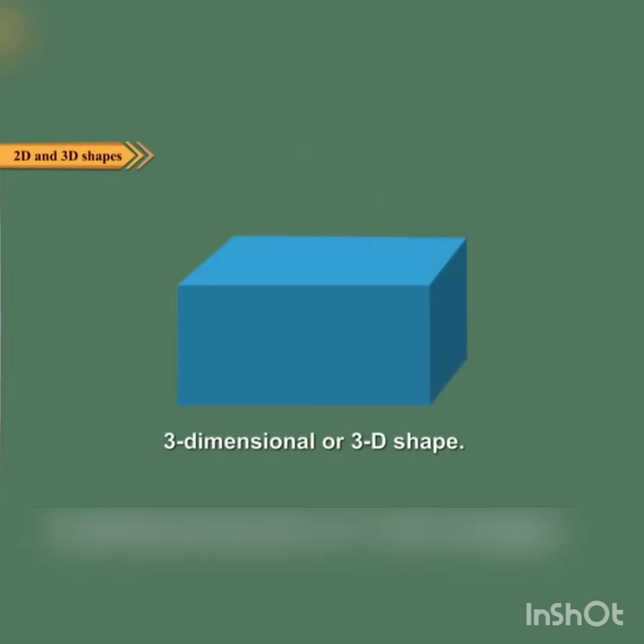So, three-dimensional shape. The views are the main thing: top view, front view, side view.